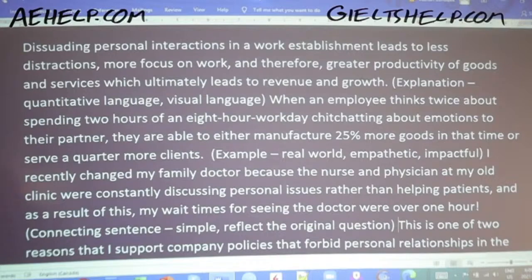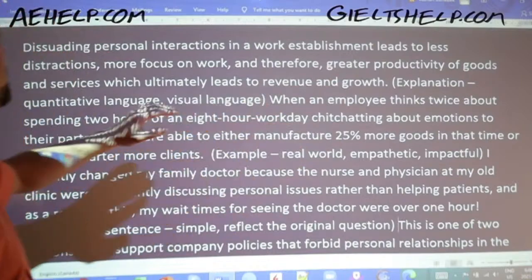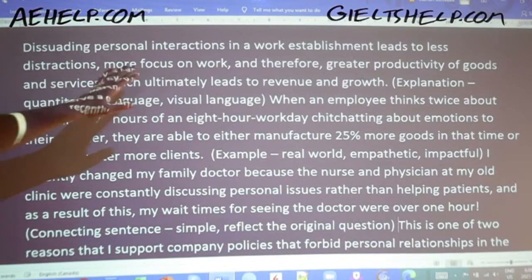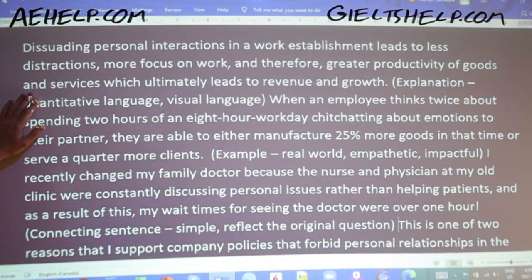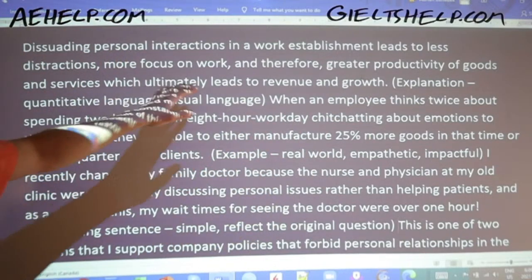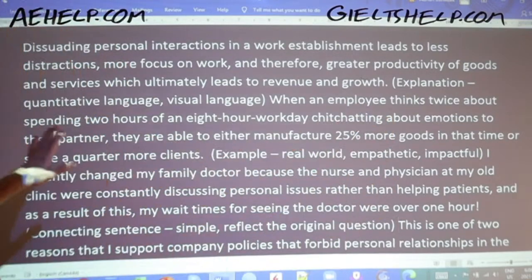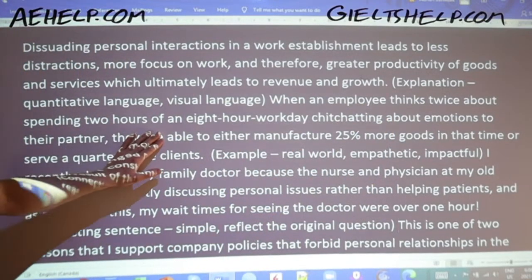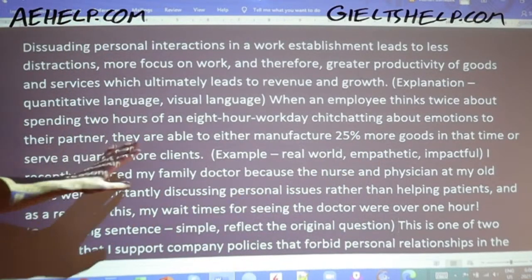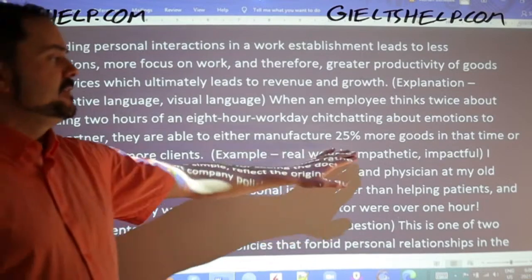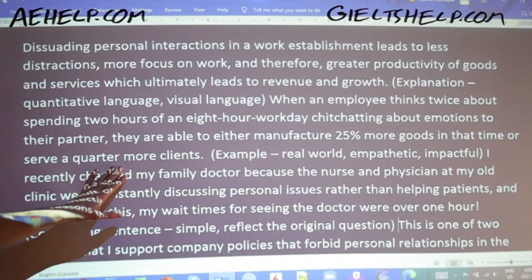So here we go. Dissuading personal interactions in a work establishment leads to less distractions, more focus on work, and therefore greater productivity of goods and services, which ultimately leads to revenue and growth. When an employee thinks twice about spending 2 hours of an 8-hour workday chit-chatting about emotions to their partner, they are able to either manufacture 25% more goods in that time or serve a quarter more clients.